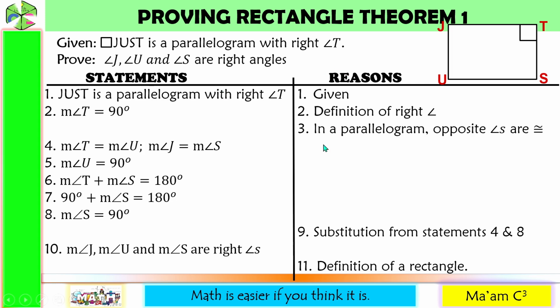Next, we have the third reason. In a parallelogram, opposite angles are congruent. So we are actually given a clue here that we are going to look for opposite angles.